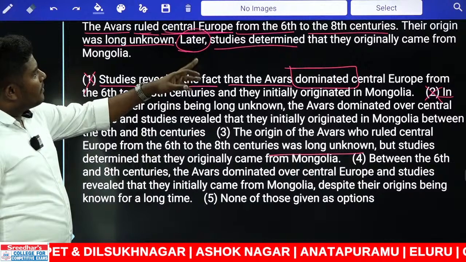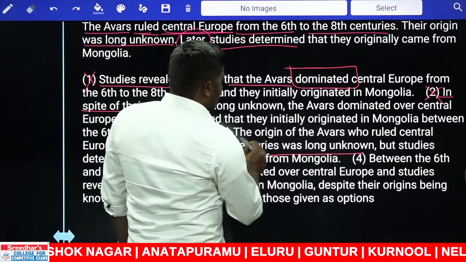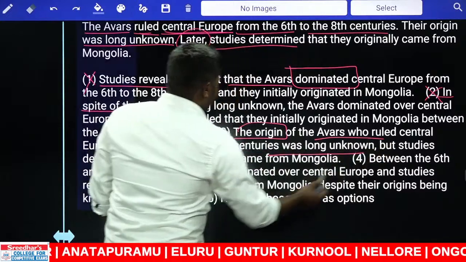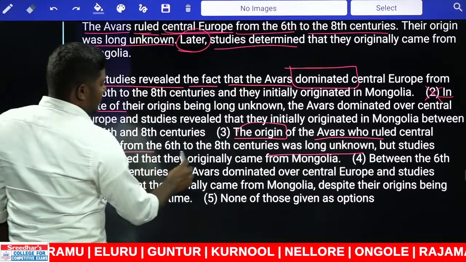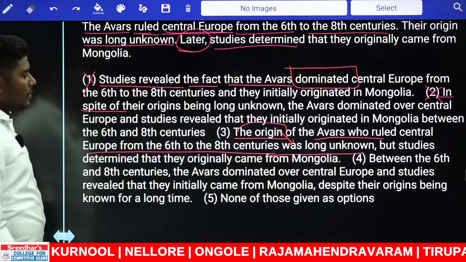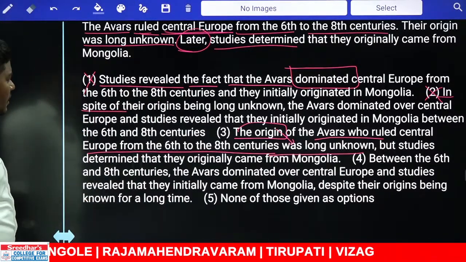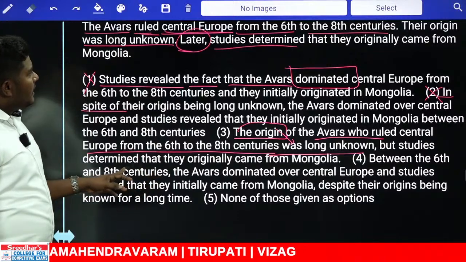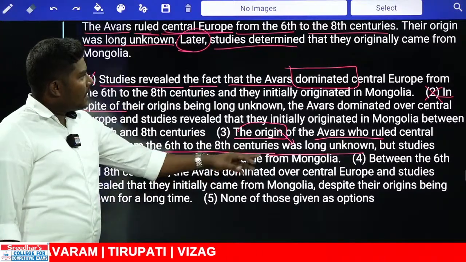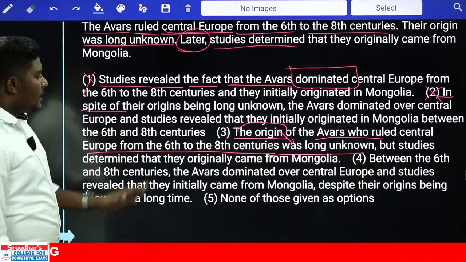Avars ruled Central Europe from the 6th century. Their origin was long unknown. But look at this. The Avars who ruled Central Europe from the 16th to the 18th century, this origin was long unknown. Okay, looks good, but I find some improbability there. But look at the continuation. But studies determined that, okay, they originally came from Mongolia. Remaining part is okay.